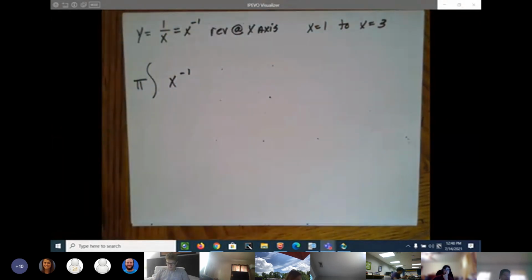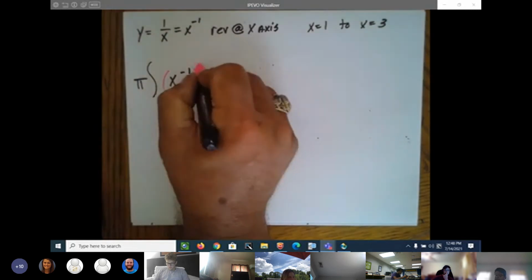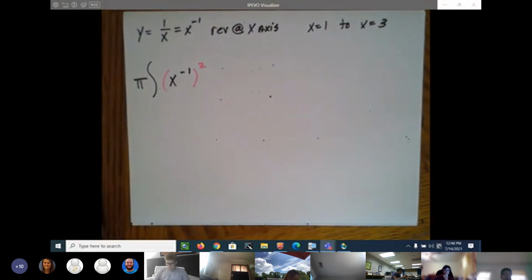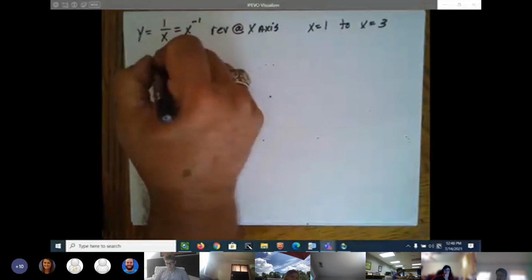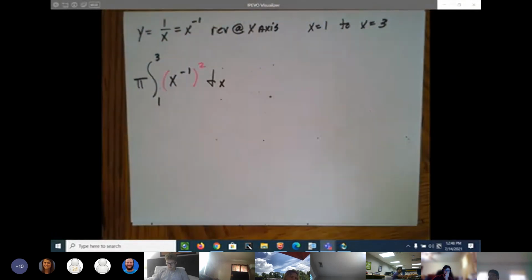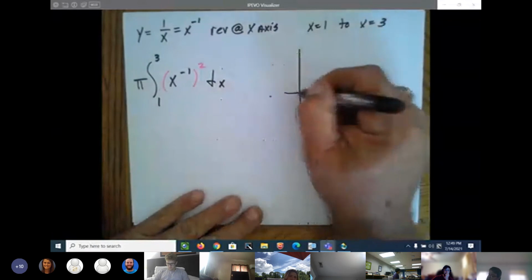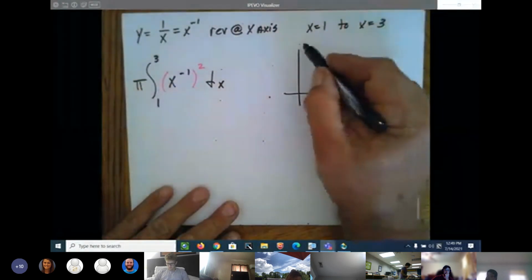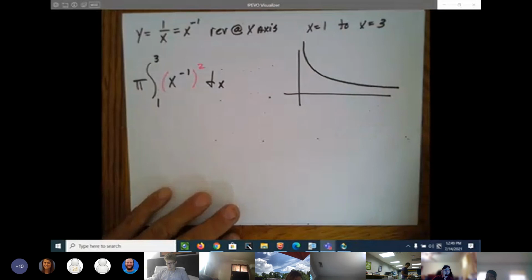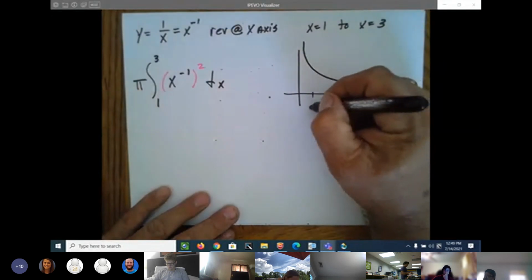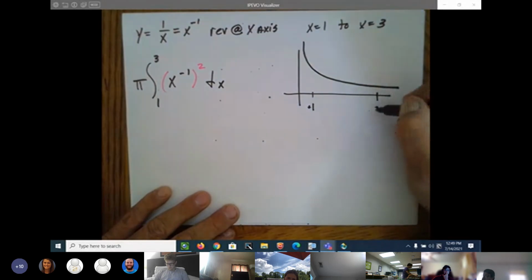I'm going to take my pink highlighter or my pink pen, and I'm going to put the second power, because you have to remember that second power or you will forget it. dx from 1 to 3. We're going to draw a picture. So from 1 to 3.